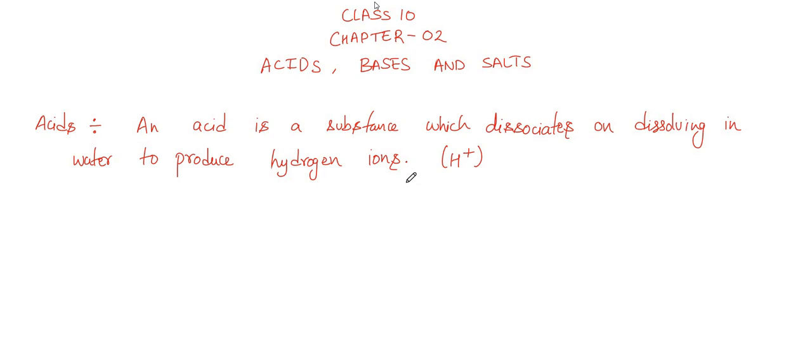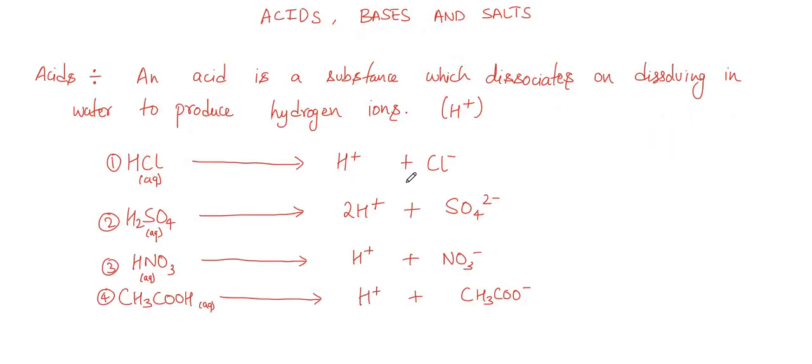Whether it is hydrochloric acid, sulfuric acid, nitric acid or acetic acid, all of them contain H plus in common. When they dissolve in water, they dissociate and give H plus ion. Let's see the examples. The first example is HCl. HCl is hydrochloric acid. Hydrochloric acid in presence of water. Aqueous means it is dissolved in water. An aqueous solution means a solution which has water as the solvent. Any solution having water as solvent is known as an aqueous solution.